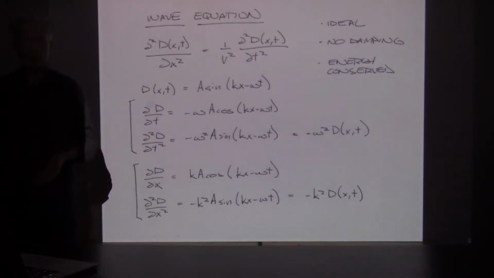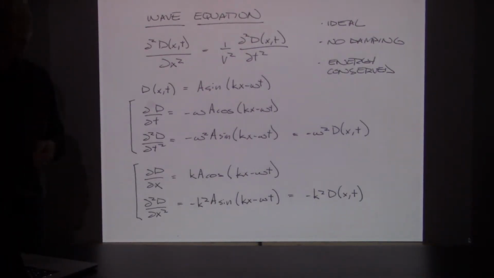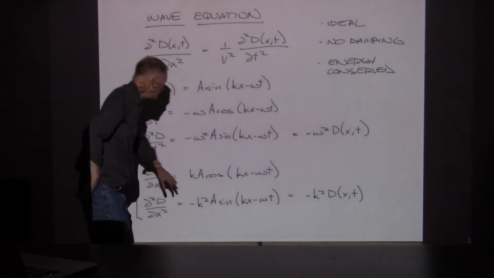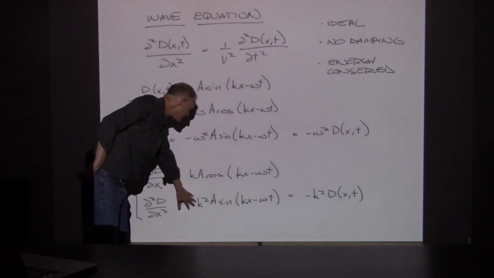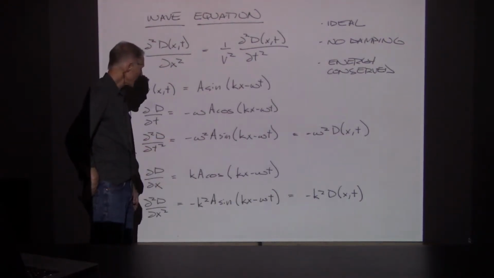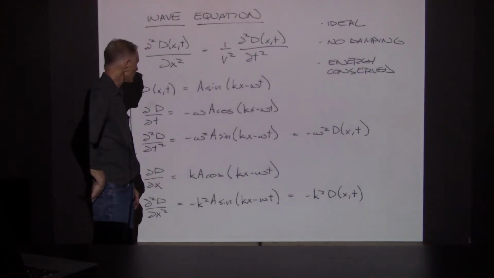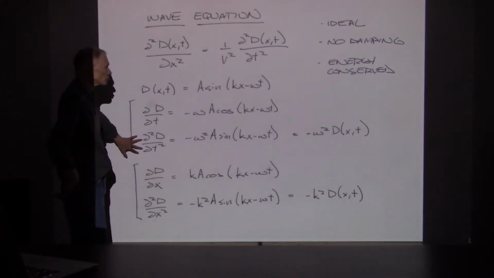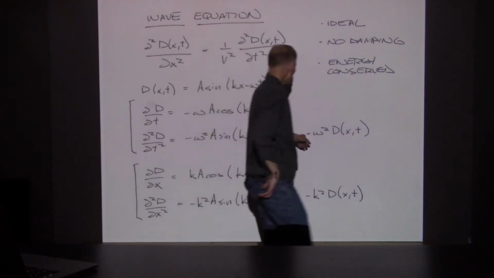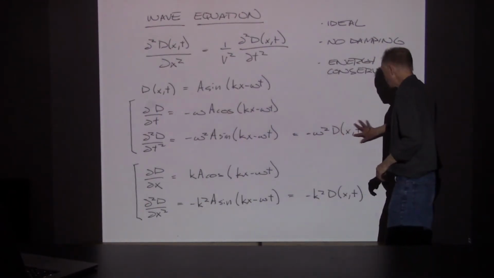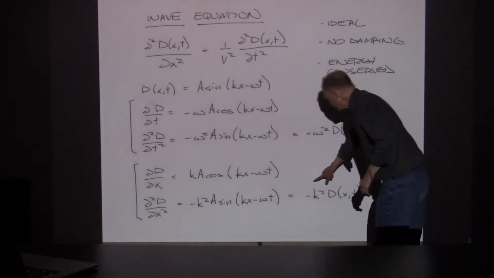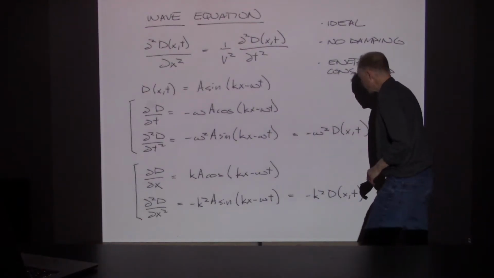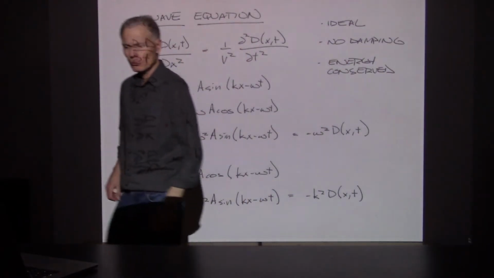Two partial derivatives with respect to time give us an omega squared. Two derivatives with respect to x give us two factors of k, the wave number. So by the time we've taken two derivatives, what we've got is minus omega squared times the original function, and here we have minus k squared times the original function.